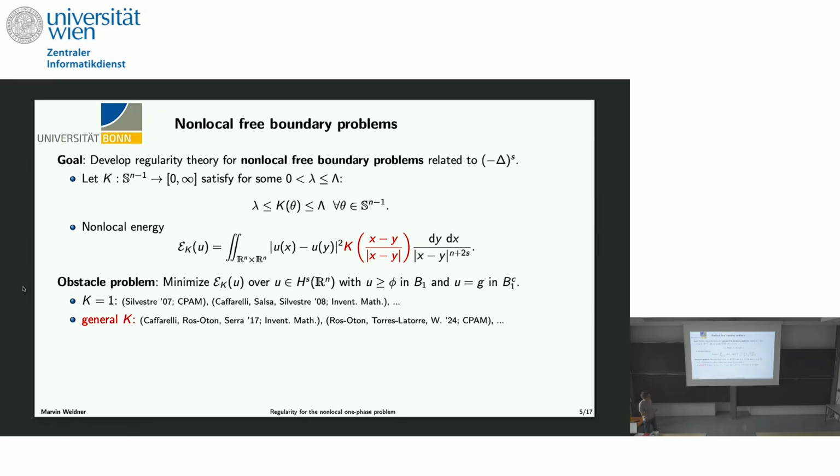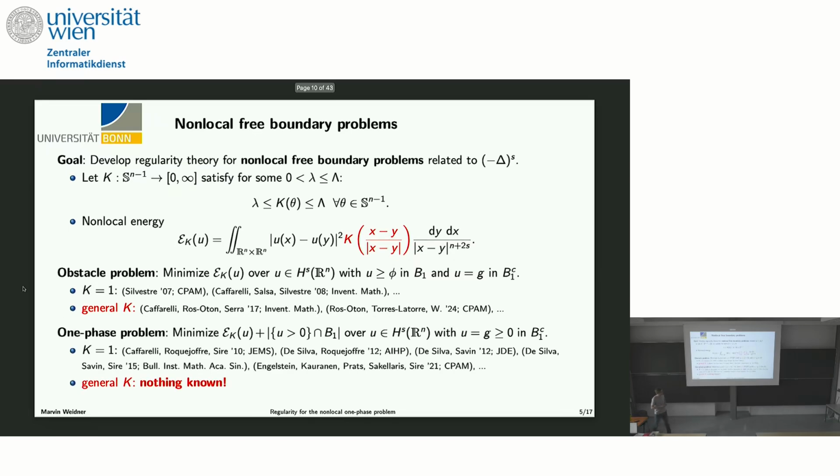However, when you take a more general kernel here, when K is not just equal to 1, then it has remained an open problem for quite a while whether you can obtain similar results like optimal regularity of solutions, and also whether you can classify blowups near regular points. And there's this recent, or not so recent anymore, paper by Caffarelli, Ros-Oton, and Serra where this has been done.